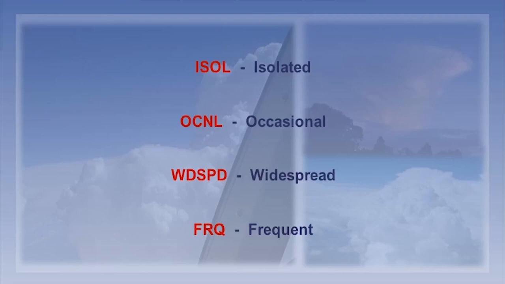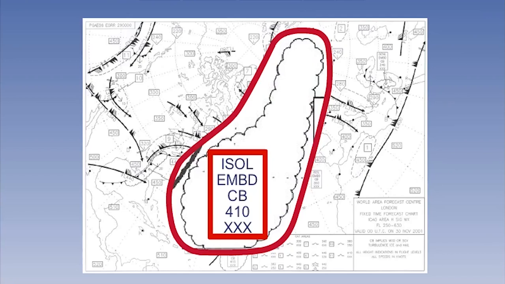Indication is given in the CB boxes of the flight levels between which the CBs can be expected. If any of these flight levels are outside the height range of the chart, then XXX is used. For example, if ISOL embedded CB 410XXX was displayed on a high-level chart, it would indicate that isolated embedded CBs can be expected. The top of the cloud is at flight level 410, and the base is below the chart level of flight level 250.